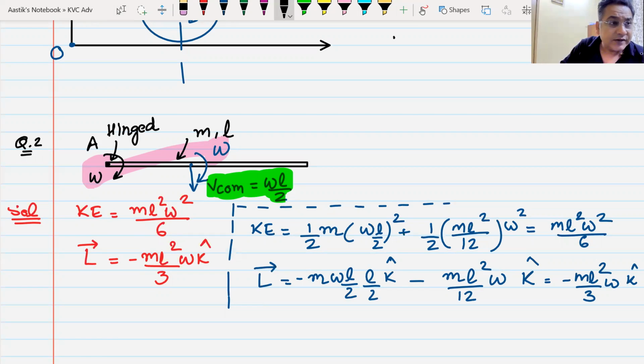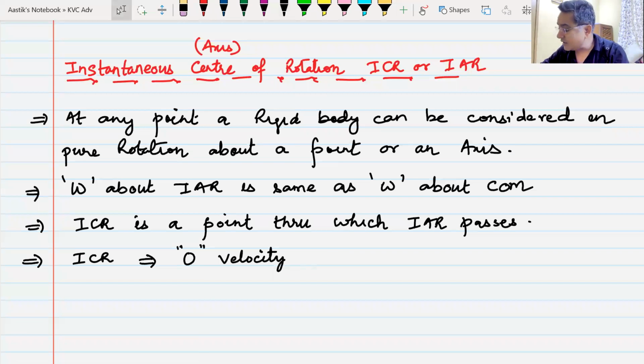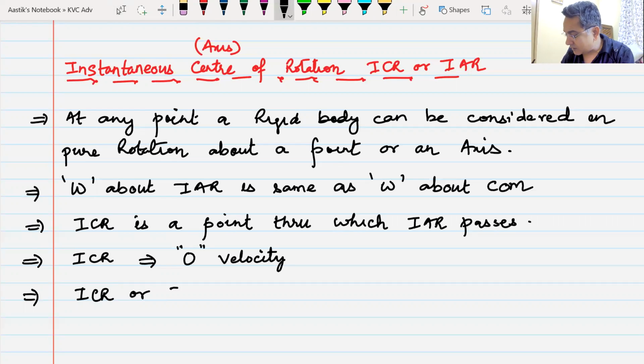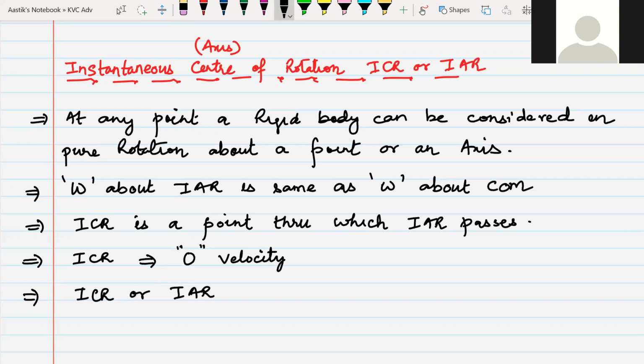Yes or no? Now remember, this concept of ICR or IAR is an instantaneous concept. That means your ICR or IAR will keep on changing with time. ICR or IAR, these are instantaneous center and instantaneous axis. So these will keep on changing with time. Do we understand this?